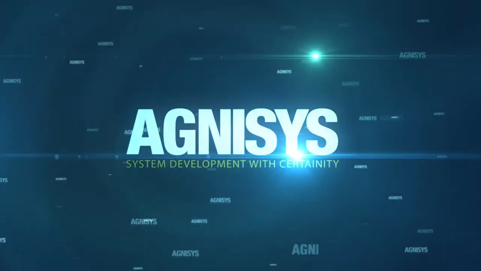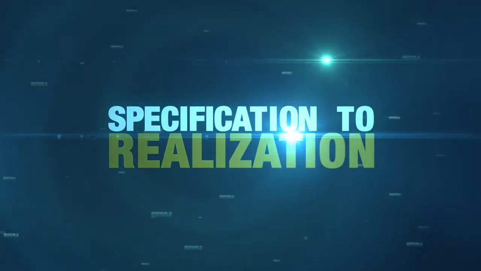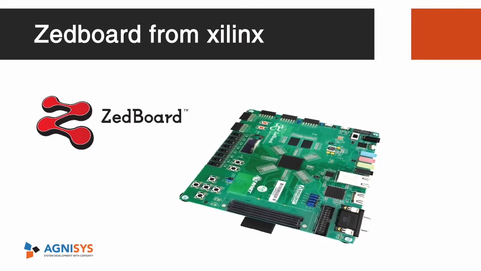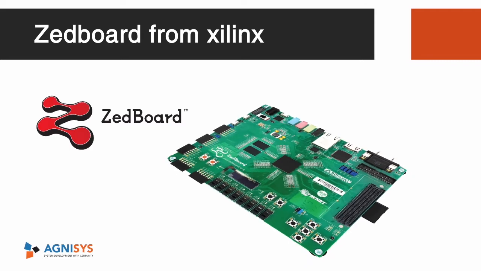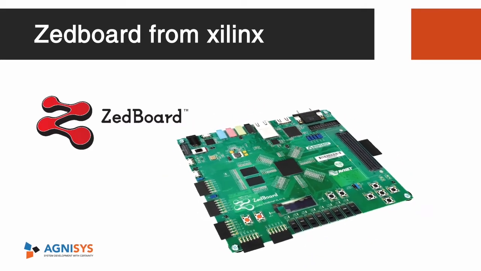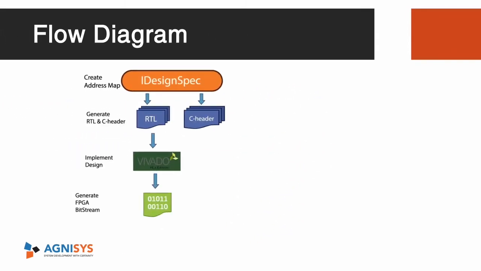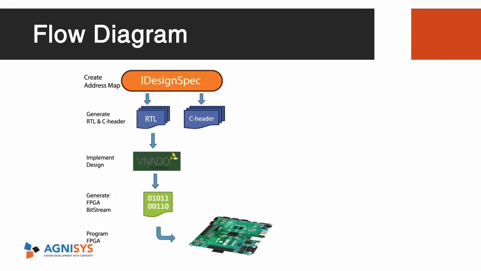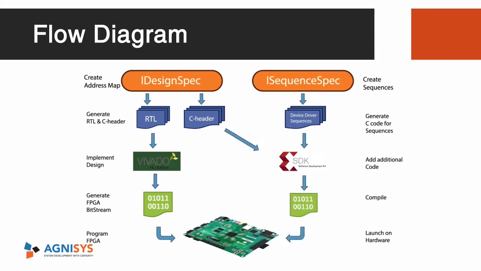Today we will show you how easy it is to specify the hardware-software interface and generate usable code from it. We use a Zedboard for this purpose because it enables new users to quickly get started using the Vivado toolchain, and also because the Zedboard and the Zynq FPGA on it is quite versatile and yet quite inexpensive. We will show how you can specify the hardware-software interface in IDesignSpec, generate RTL code, and use the generated code in Vivado. Next, we will use ISequenceSpec to specify a sequence of operations and run them on the board.